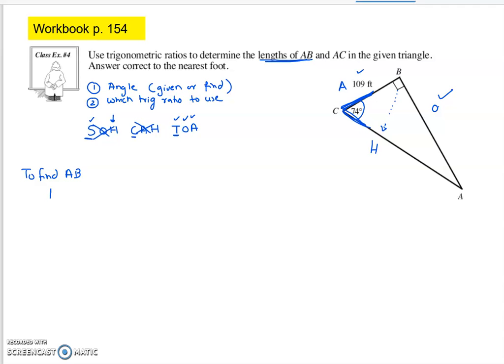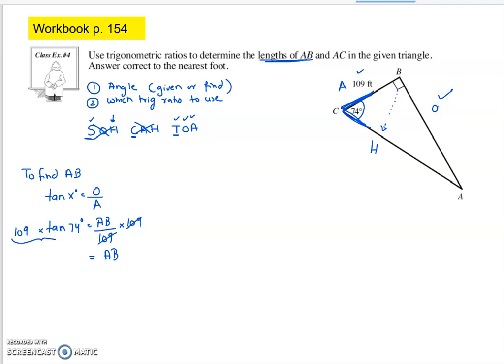So you're going to set up the tan. Tan of an angle is opposite over adjacent side. That's what this part means. So tan of 74 degrees is opposite, that's what we're trying to find, it's AB, over adjacent, which is 109. Okay. So once we have this, in order to solve for AB, you're going to multiply both sides by 109 so that this goes away, and then you're just left with AB.